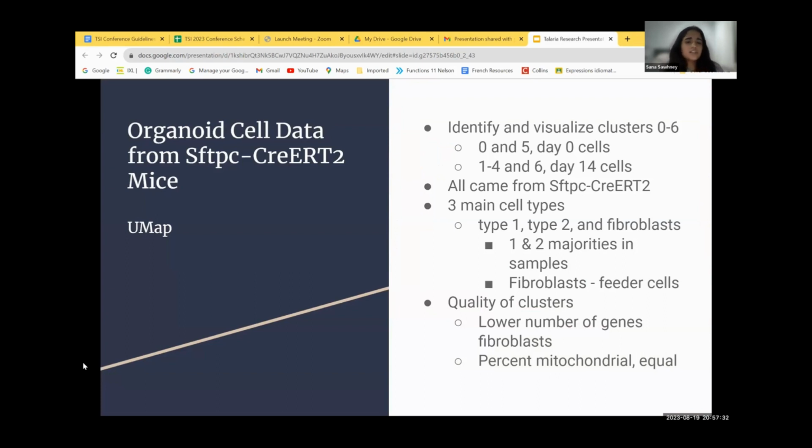After doing these initial analyses, I moved on to observing the data in a more unique way. I used UMAP to identify and visualize the cell clusters, which were numbered 0 through 6, and I also observed each of their properties.